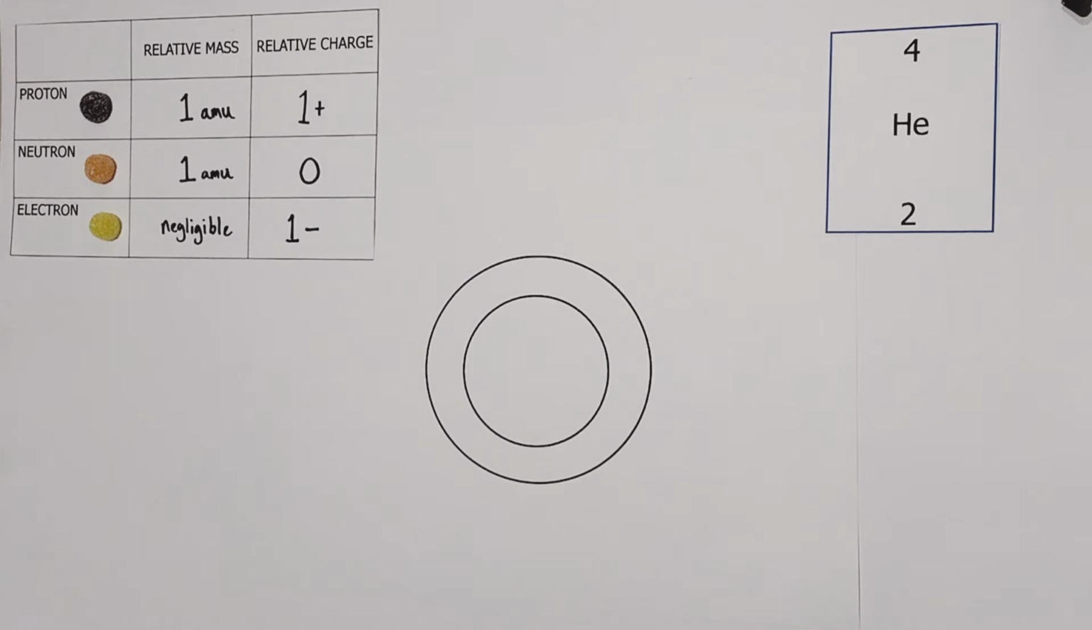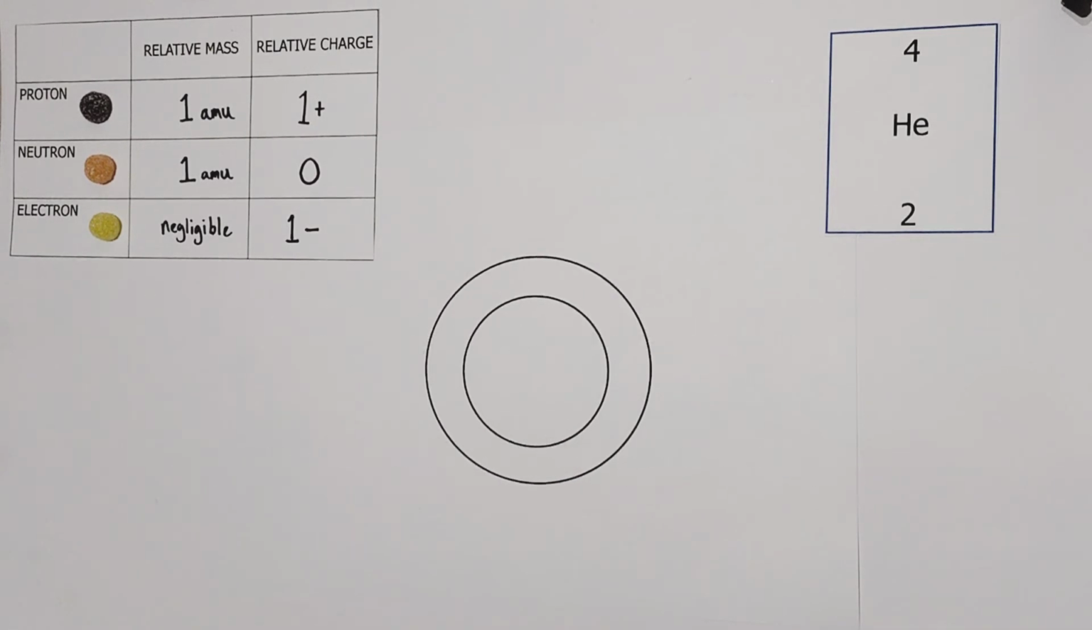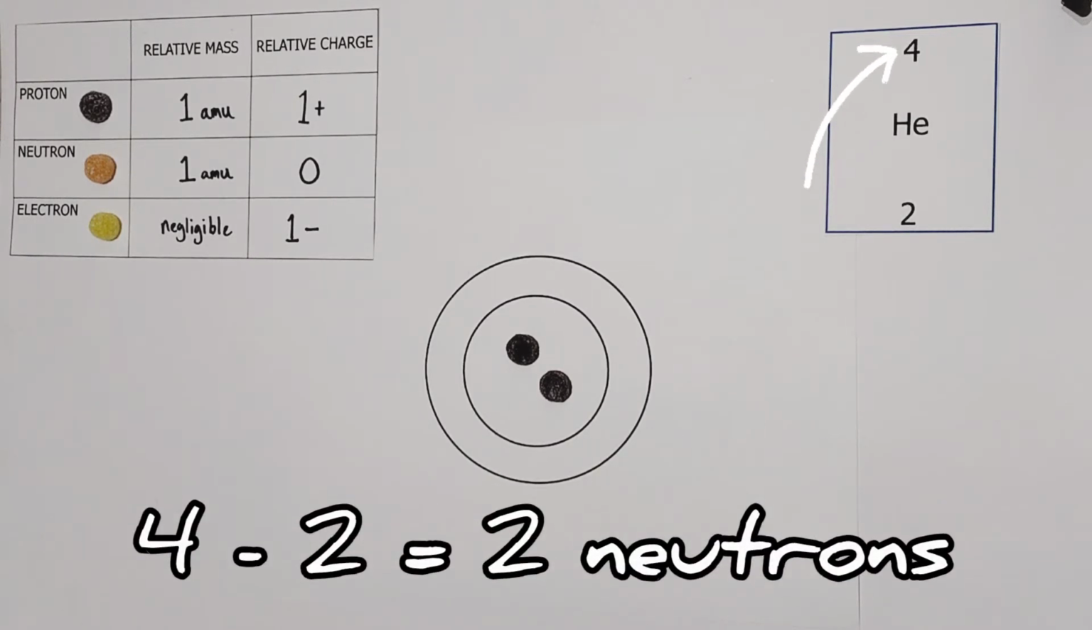Some basic arithmetic gives us the number of neutrons. The mass number minus the atomic number is equal to the number of neutrons. Let's build an atom of helium. Helium has the atomic number 2, and therefore 2 protons in its nucleus. Its mass number, the number of protons and neutrons, is 4. So if we take away the atomic number, 2, from the mass number 4, we're left with 2 neutrons in the nucleus.